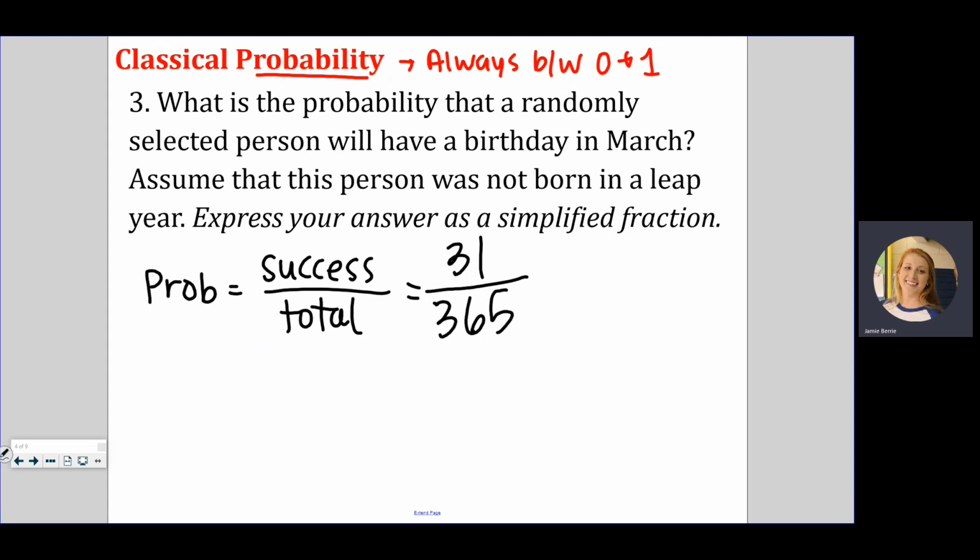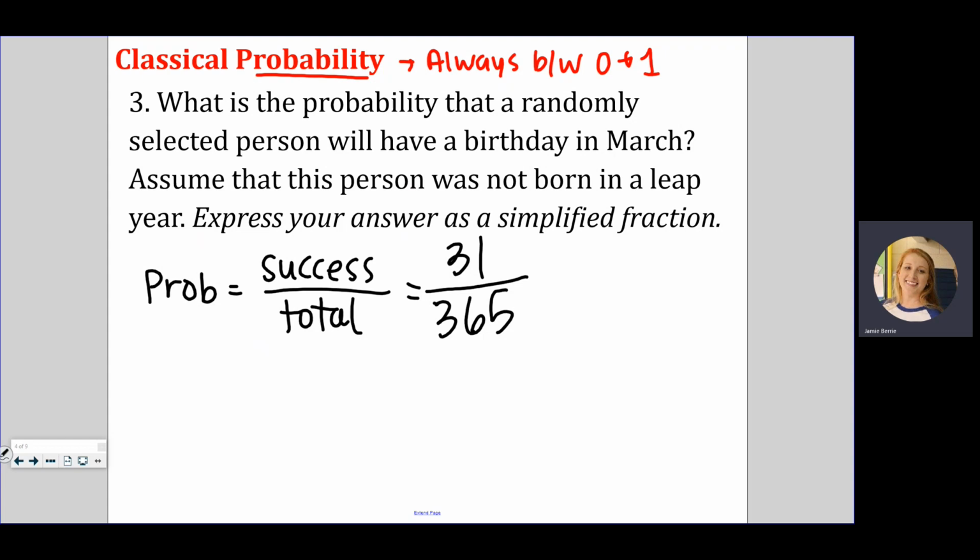So the other option that you might have tried is to say, okay, there's 12 months in a year, only one of those months is March. But don't do that approach because not all the months have the same number of days. So you want to do it using the days approach. That way we capture all 31 of those days.